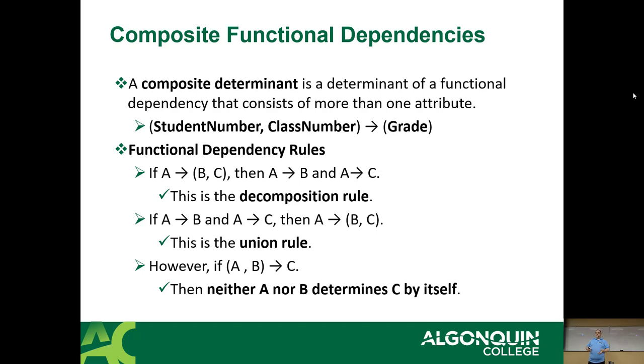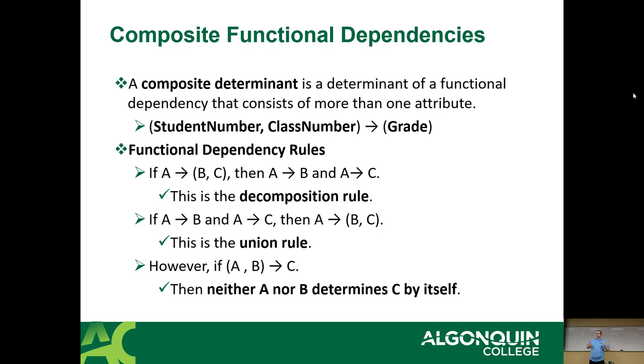If A determines B and C, then A determines B and A also determines C. That is a decomposition rule. In other words, you're going to take a rule and break it down. So if A determines B and C, that means A determines B and it determines C. If A determines B and A determines C, then obviously the opposite is A determines B and C. So that's known as the union rule.